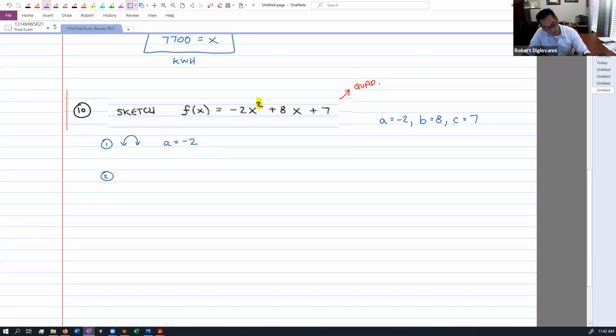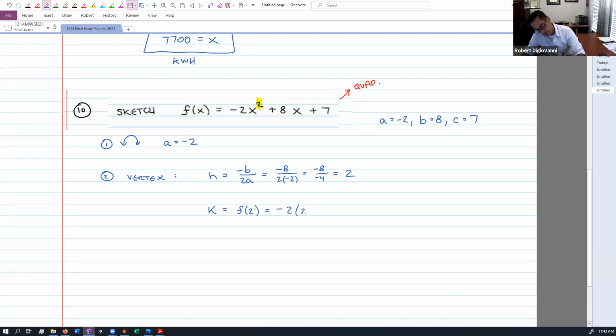Second step, vertex. To find the vertex, I need to figure out what H is. H is always the -b divided by the 2a. So for me, -b is -8 over 2 times the a, which is -2. So this is -8 over -4, which gives me +2. So H is +2. To get K, what we do is we take that 2 and we plug it into the function.